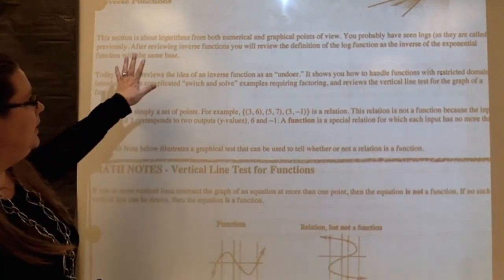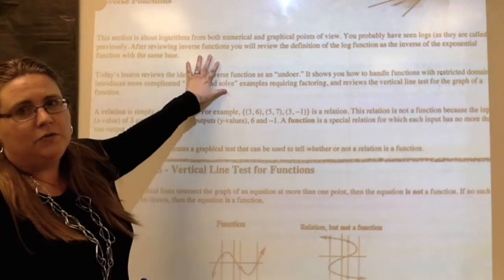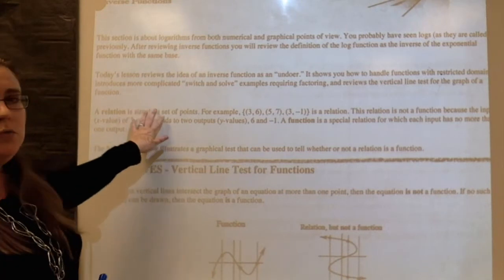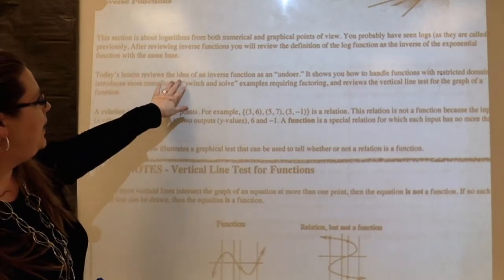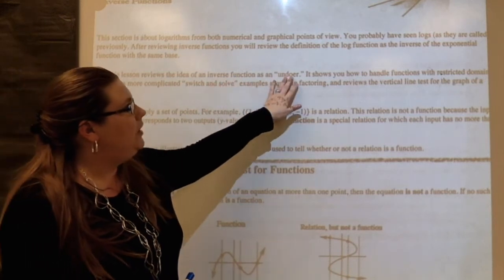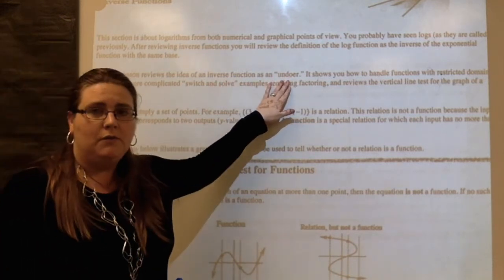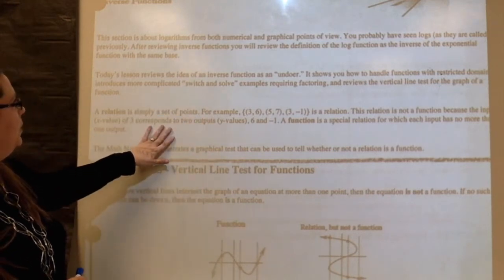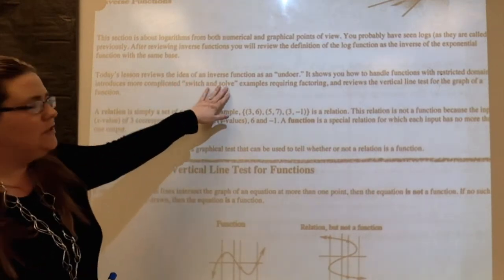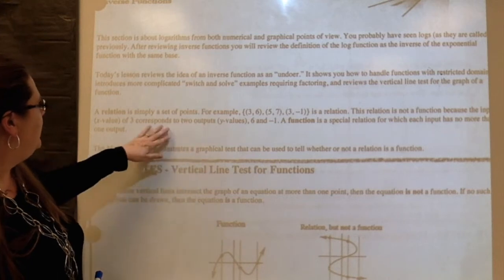Appreciate it. Now, I know you can read, so I won't take the time to read all of this through for you, but I do want to point out a couple of things. This does talk about the idea of an inverse function being an undoer. This is similar to what we've already done in class, and I'll show you some examples of that in a moment. And there's also a switch and solve method, which we'll talk about as well.